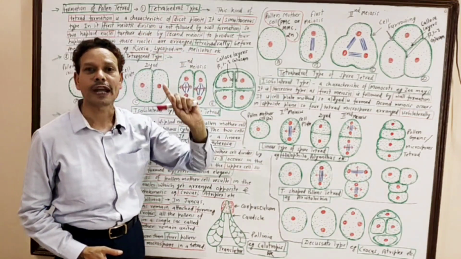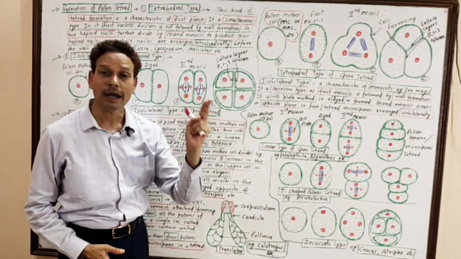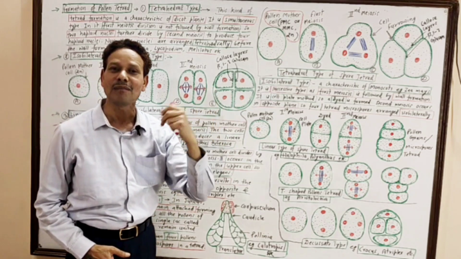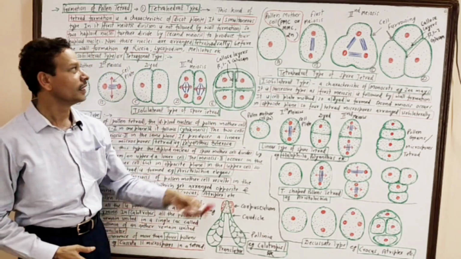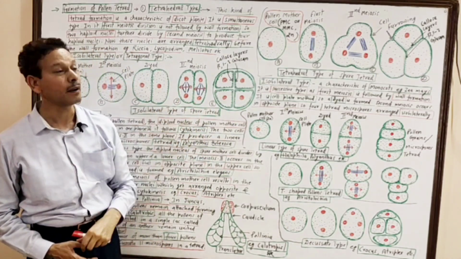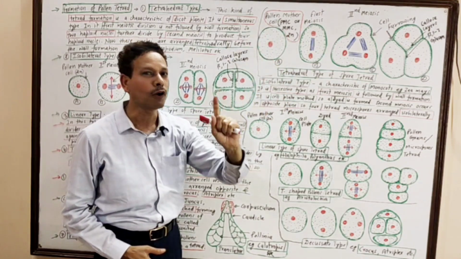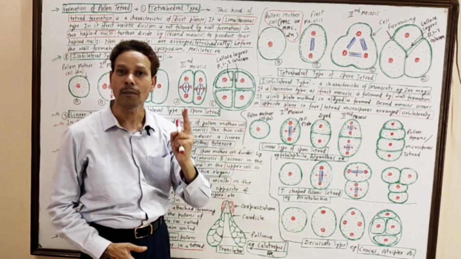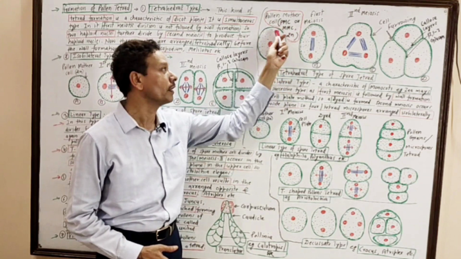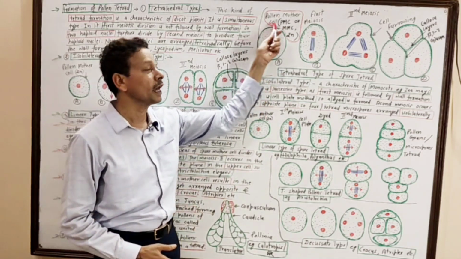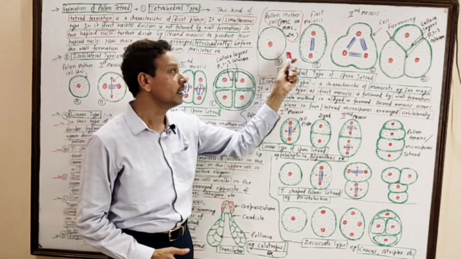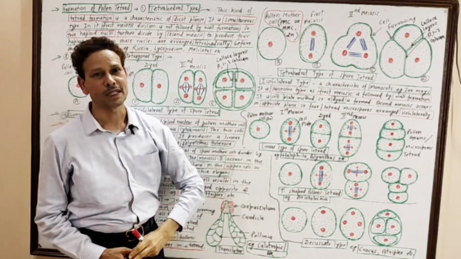Type number first, it is tetrahedral type. Tetrahedral type is a characteristic feature of dicot plants like gram, Cicer arietinum, Riccia. Dear students, it is simultaneous type. In this, the pollen mother cell PMC or microspore mother cell MMC, which is a diploid cell having two sets of chromosomes, undergoes meiosis.